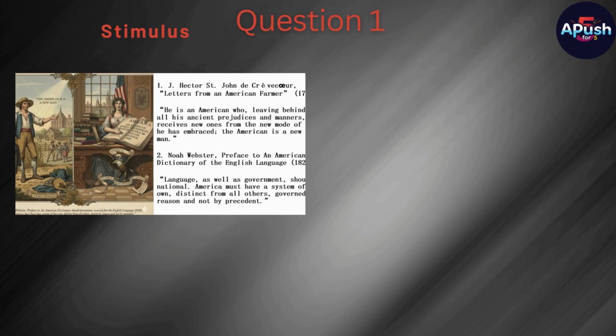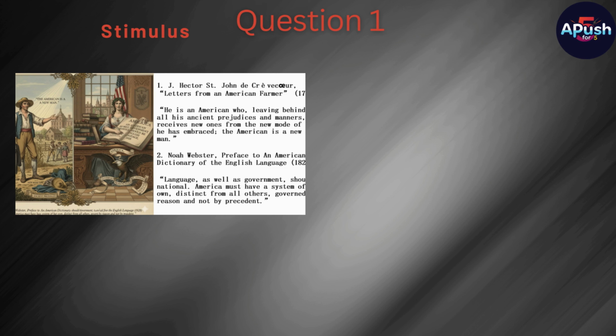Excerpt 1. J. Hector St. John de Crèvecoeur, Letters from an American Farmer, 1782. He is an American who, leaving behind him all his ancient prejudices and manners, receives new ones from the new mode of life he has embraced. The American is a new man.